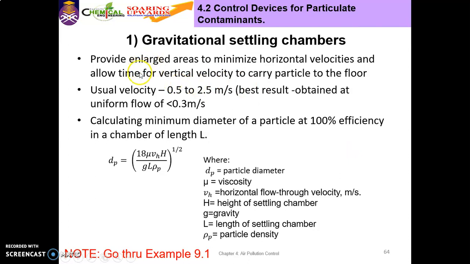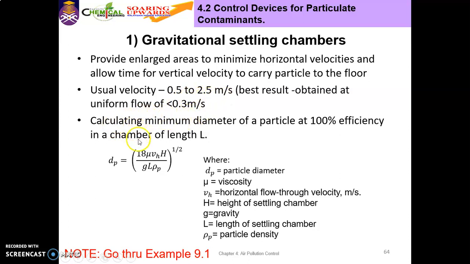Okay, this is how it works. It provides enlarged areas to minimize horizontal velocity. In the middle just now, you have a bigger surface area, so the horizontal velocity will be reduced and allow time for vertical velocity. So the particle will be disposed through vertical velocity carrying the particle to the floor, to the chamber. The usual velocity is about 0.5 to 2.5.